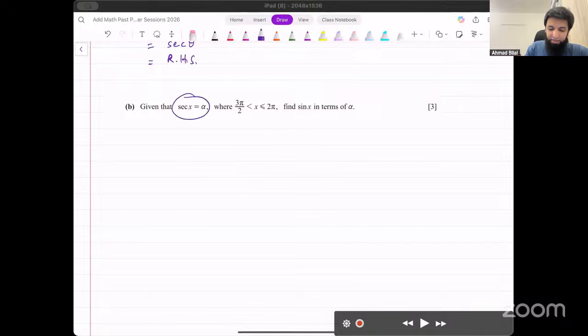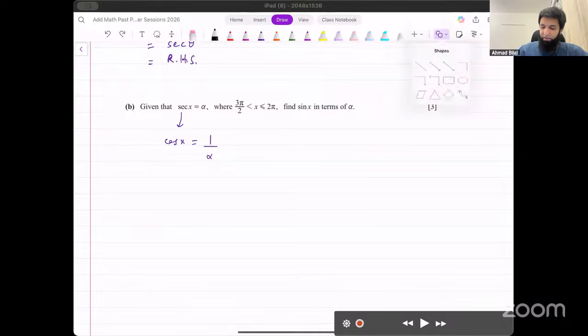We are given that secant x is equal to alpha. First of all, it will make things simpler if you convert it to the base function. Secant is the reciprocal of cos, so if secant x is equal to alpha, then cos x is equal to 1 over alpha. So we've got the value of cos x. Now, given cos x, we can find sin x. How do we do that? We have two methods for this. We can use right angle triangles, or we can use identities. Both of them will work.